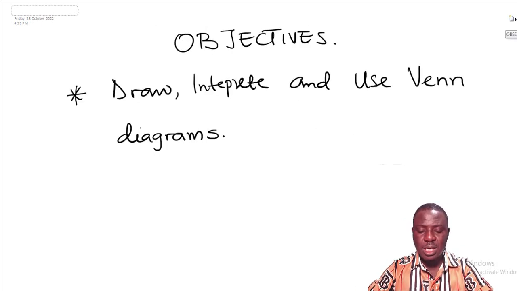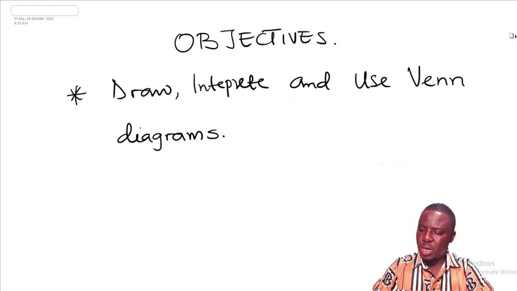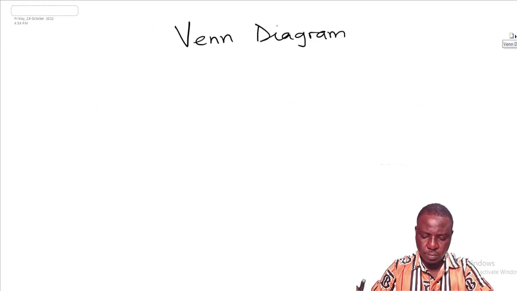In today's class, learners will know how to draw, interpret, and use Venn diagrams in solving problems. Let's look at the Venn diagram.